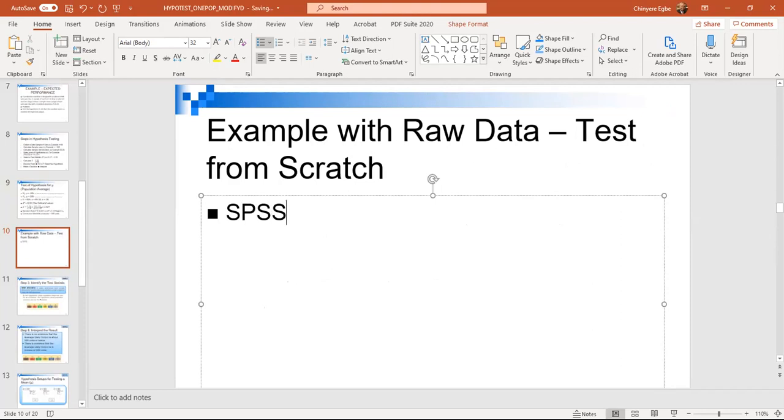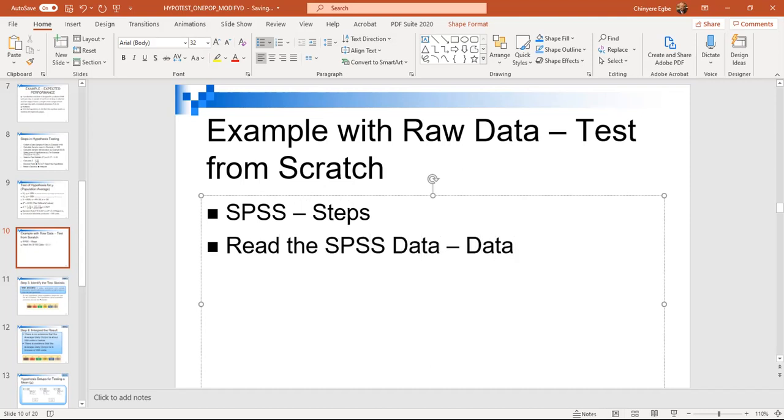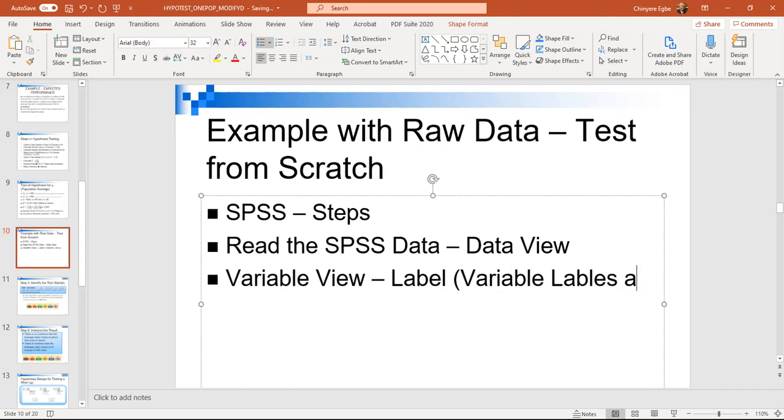Okay, so we're going to use SPSS to do the problem. So the first step is read the SPSS data. We're going to look at a data view. We're going to look at a variable view with labels, variable labels, and value labels.